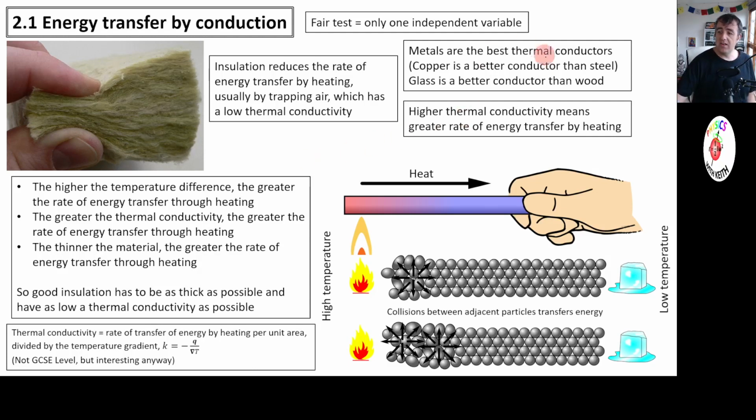Now, metals are better conductors or worse insulators than non-metals. And copper is a particularly good conductor, which is why the cooling systems within computers use things like copper heat pipes. Copper is a better conductor. Why is that? Well, there are also free electrons that can move around and travel through this material, carrying energy with them.